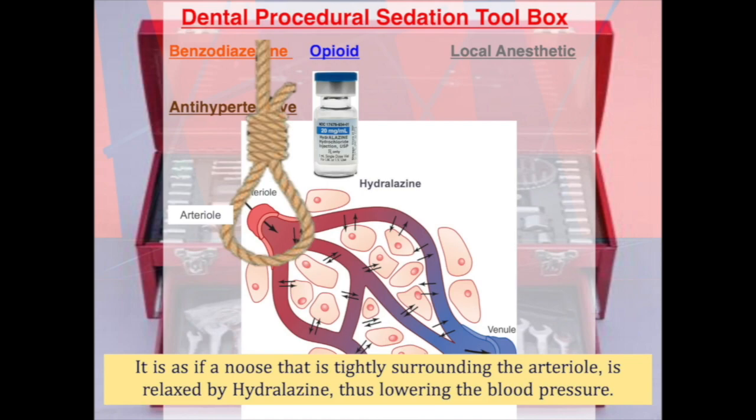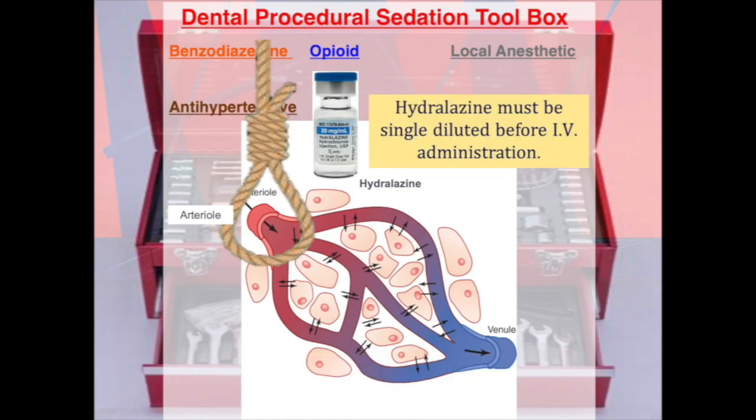If you need to, pause your recording, grab a piece of paper, and just see that 20 milligrams in 5 milliliters is going to be 4 milligrams per milliliter. I should have said 20 milligrams in 4 total milliliters is 5 milligrams per milliliter. Sorry about that. You could have caught me right there. So it has to be single diluted.